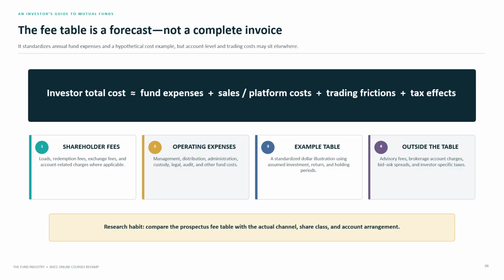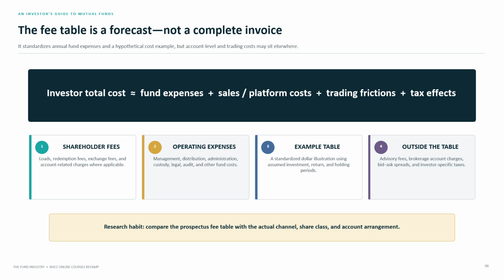The prospectus fee table is essential, but it is not the investor's complete invoice. It identifies shareholder charges, annual operating expenses, and a standardized dollar example. That makes funds easier to compare. But total cost can also include an advisory fee, platform or account charges, bid-ask spreads, market impact, and investor-specific taxes.